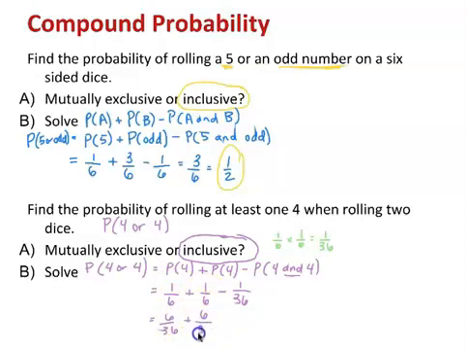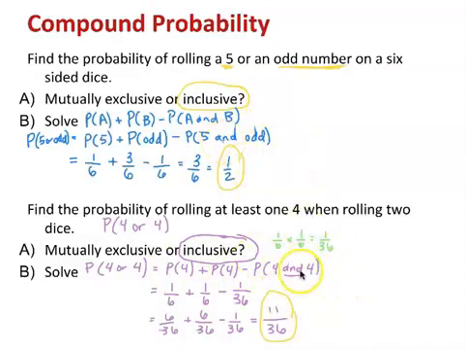6 over 36, and then subtract out that 1 over 36. So we're adding and subtracting now our fractions with the same denominator. So really, our denominator is going to stay the same, and we can focus on our numerator. 6 plus 6 is 12, minus 1 is 11. So that is our final probability, 11 out of 36 chance of rolling a 4 or a 4.